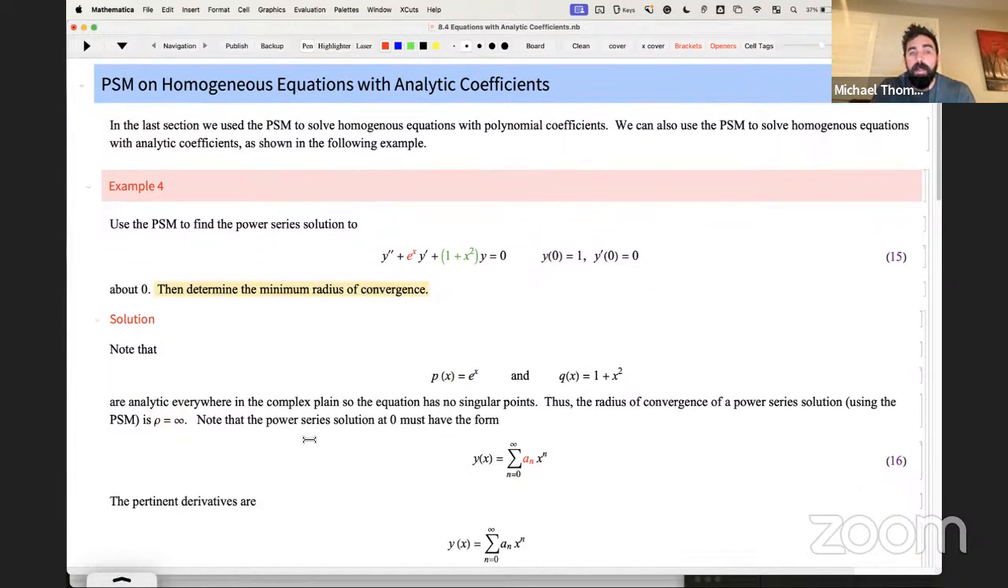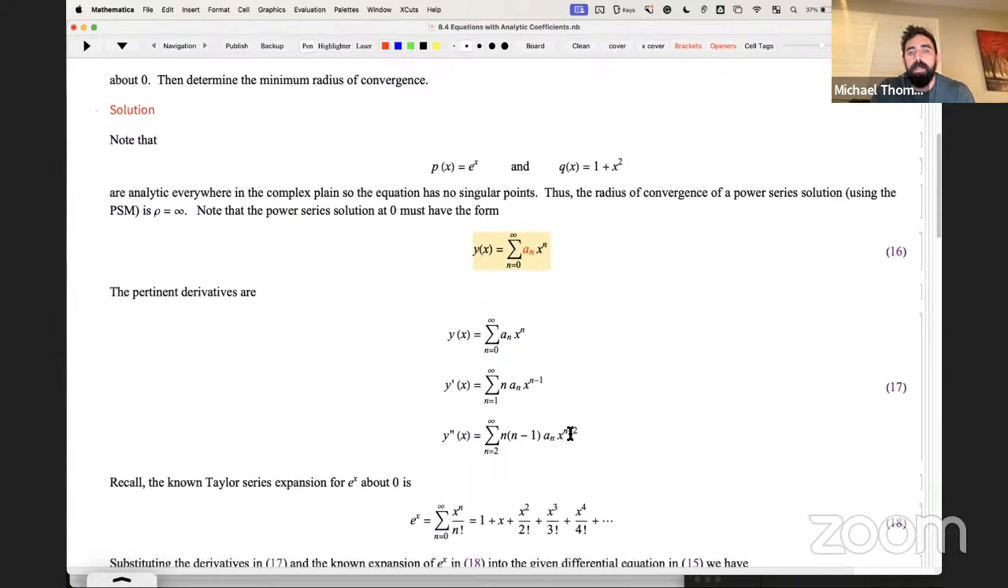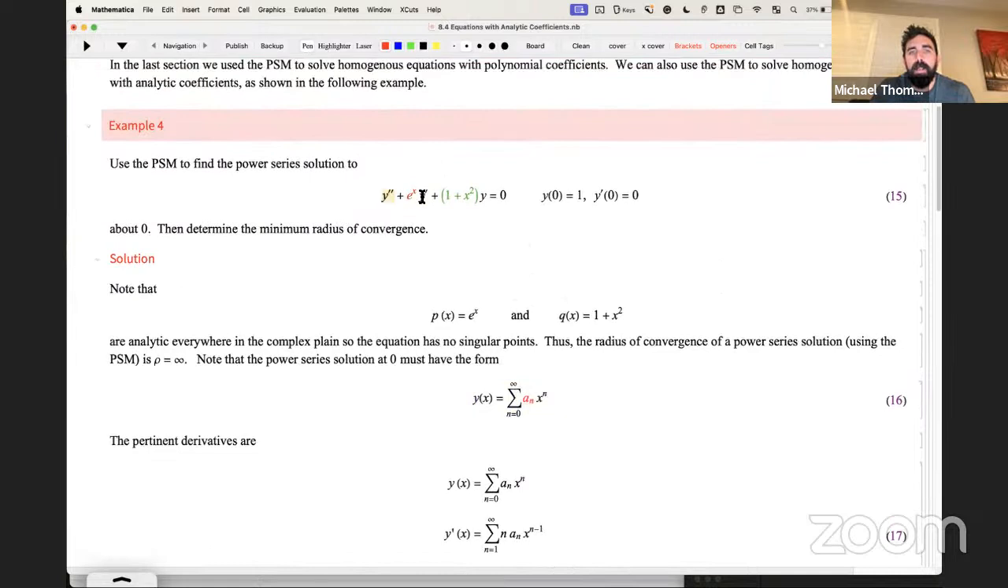Now we know that there's a power series solution about 0, and we know it has this form. Our job is to find the a_n's. We do this like we normally would. We're going to need the first couple of derivatives, the 0th, the first, and the second derivative, and we're going to plug those in here. That guy's a polynomial, so we can leave it. However, e to the x is an analytic function that has a power series expansion.